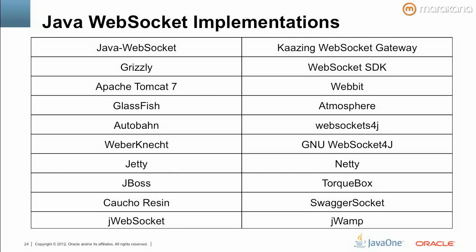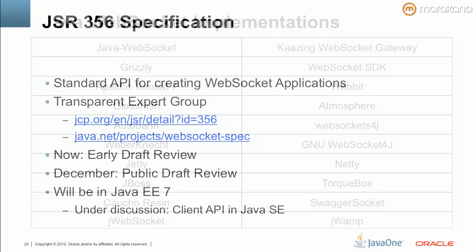Now, we saw there is a JavaScript API for building WebSocket applications. What happens on the server side? On the server side, there are a whole bunch of frameworks available by which you can build a WebSocket application, and these are only some of them. That's exactly the problem that the Java API for WebSocket is trying to solve.